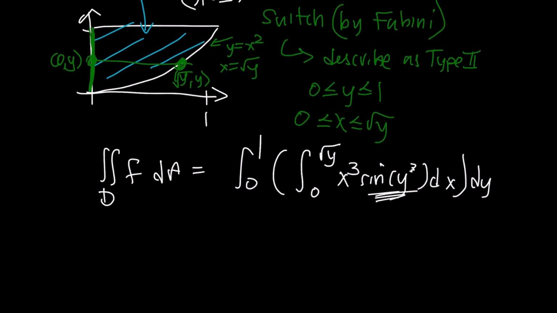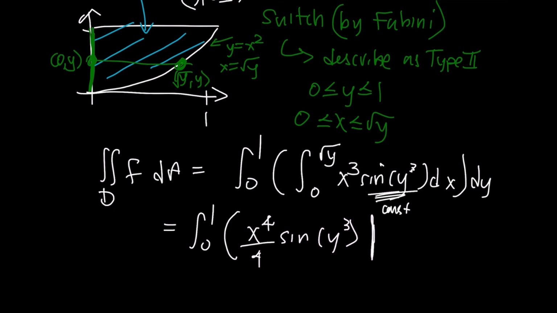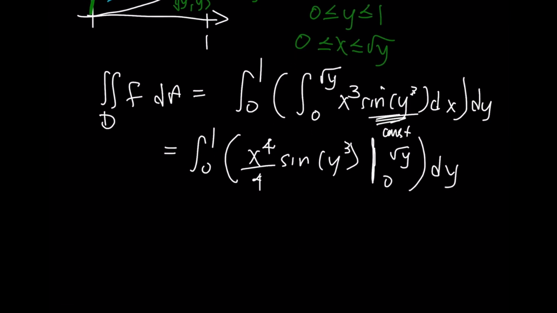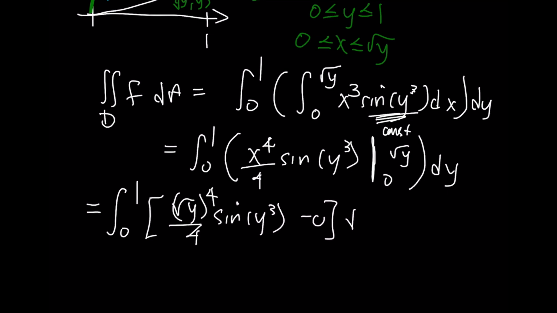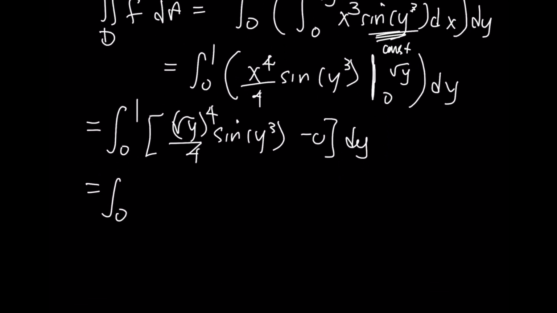And that means all of this is a constant. If I proceed from here, I'll get x to the 4 over 4 sine of y cubed, evaluated from 0 to root y, and then the answer will be in terms of y, and I'll have to integrate over y from 0 to 1 root y to the 4 over 4 sine of y cubed minus 0 dy. This ends up giving me an integral that's purely in terms of y's, as I need. And very conveniently, this will be something that I can evaluate using a substitution.